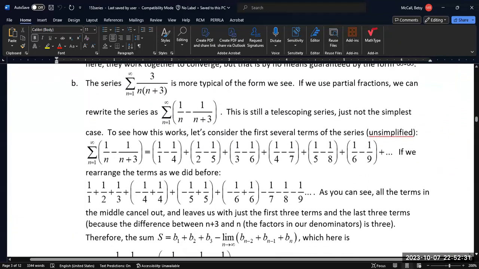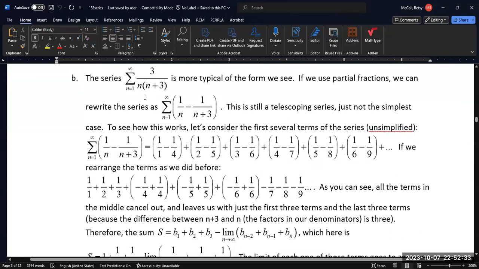Now here's another example. In this example, the terms are now 3 apart. Again, this numerator was chosen so that when we use partial fractions, we can split it up into 1 over n minus 1 over n plus 3. If we start plugging in terms, we're going to see that this is a little bit more complicated than the previous one, but there is a method to this madness.